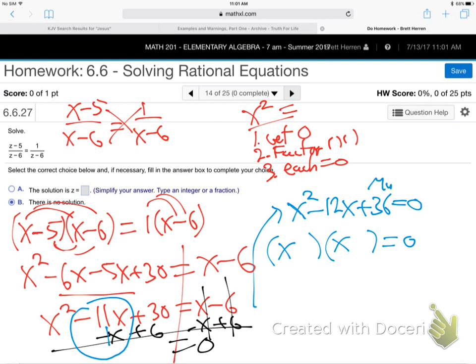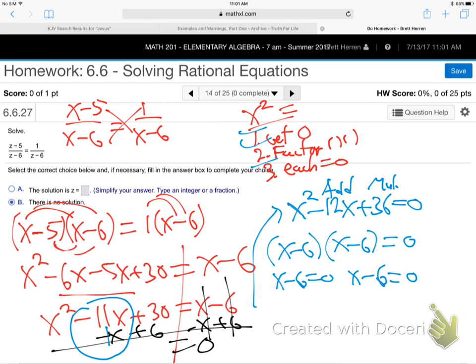What multiplies to be 36 and adds to be minus 12? Minus 6 and minus 6, right? Two negatives multiply to be positive, and they add to be negative 12, don't they? That good so far? Right, so step 1 we got a 0. Step 2, I factored. Step 3, each one gets their own 0. So x minus 6 gets 0, and the other x minus 6 gets 0. Each part gets its own 0.